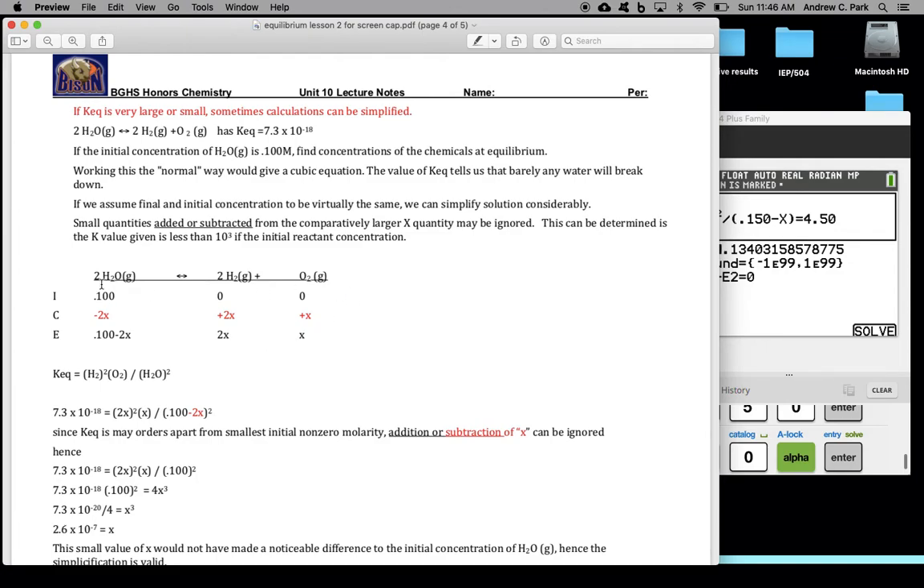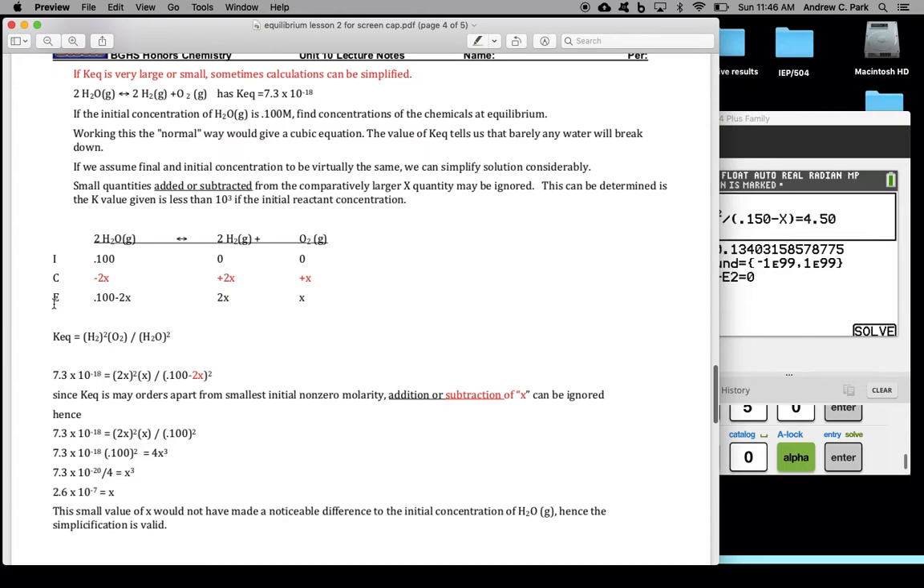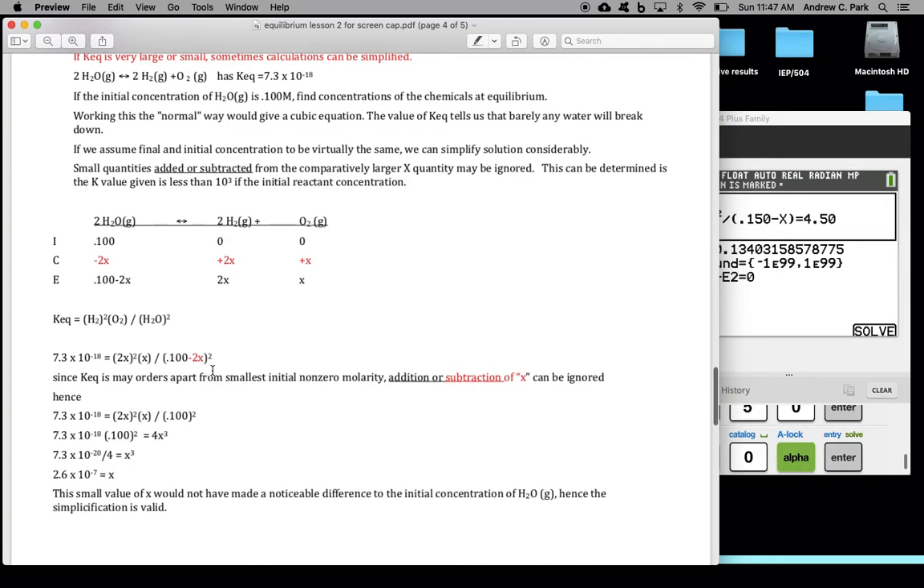So for example, in this reaction here, I've set up the ICE table based on the information I was told. So I'm going to subtract 2x here because the coefficient is 2. I'm going to add 2x here because the coefficient is 2. I'm going to add 1x here. So by substituting in my equilibrium variables into my equilibrium expression, this is what I get.